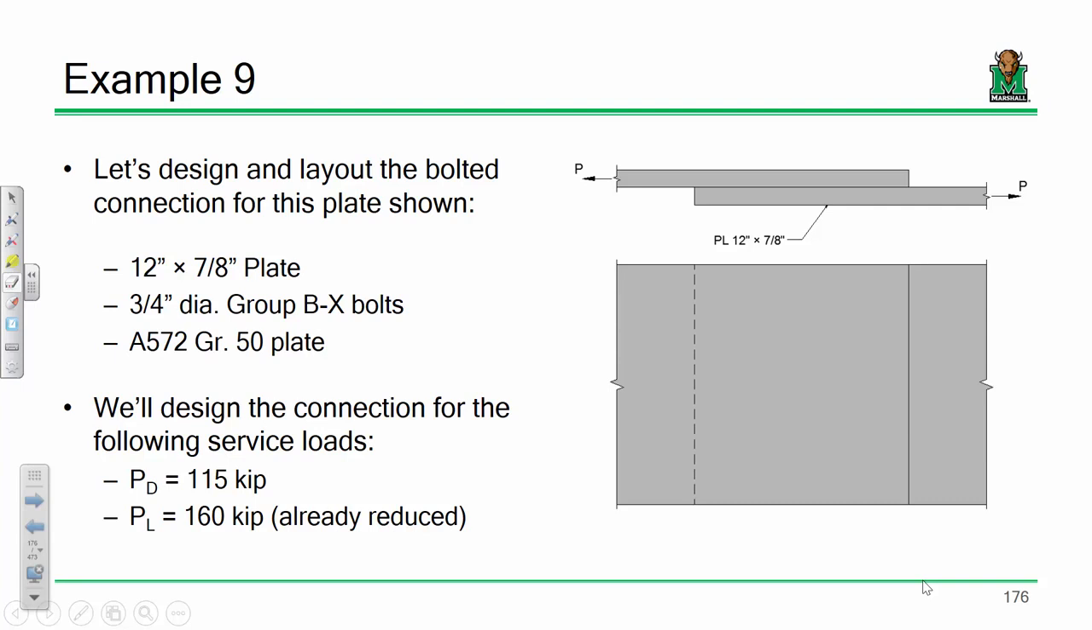In this problem, I have a 12 by 7/8 inch thick plate connected to a 12 by 7/8 inch thick plate. Both of the plates have the same steel grade. They're both A572 grade 50. And so if I use the same dimensions on both plates, I really only have to do one bolt bearing check. I don't need to worry about doing two, because if one meets the requirements, the other one certainly will.